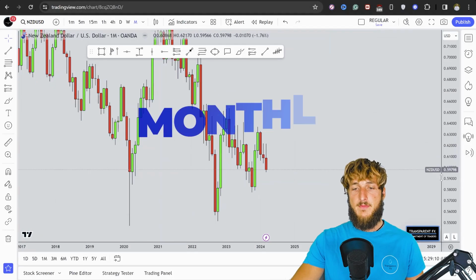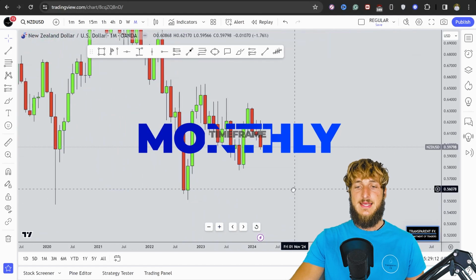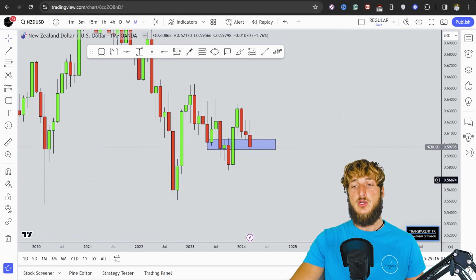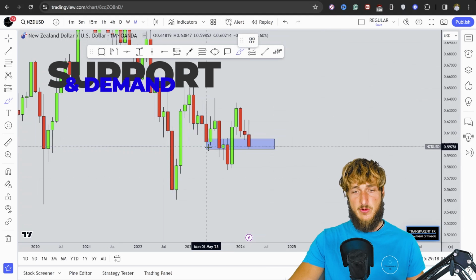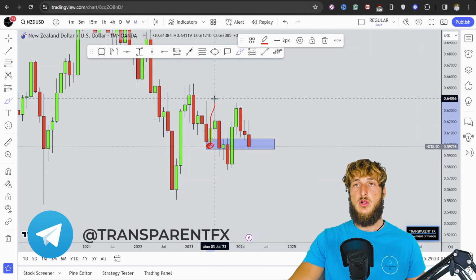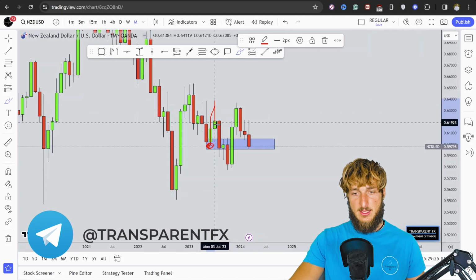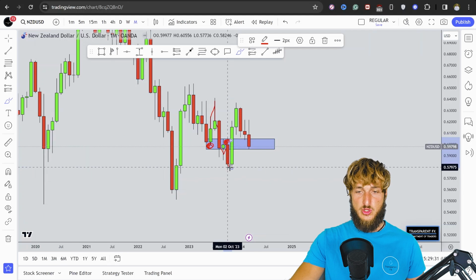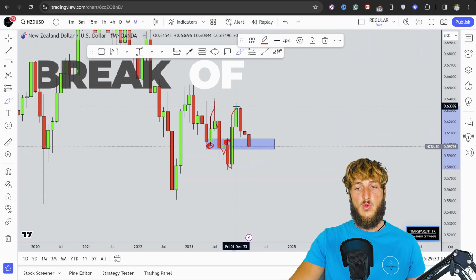Starting here from the monthly time frame, what we can see is that at the moment we have a market which is testing a quite strong historical support and demand area. This area, in fact, was acting as previous monthly support here, preceding all this rejection to the upside. Then the market broke below the zone, retested it here as resistance, respected it as resistance, and the market got rejected to the downside. Then the market broke back above the zone.